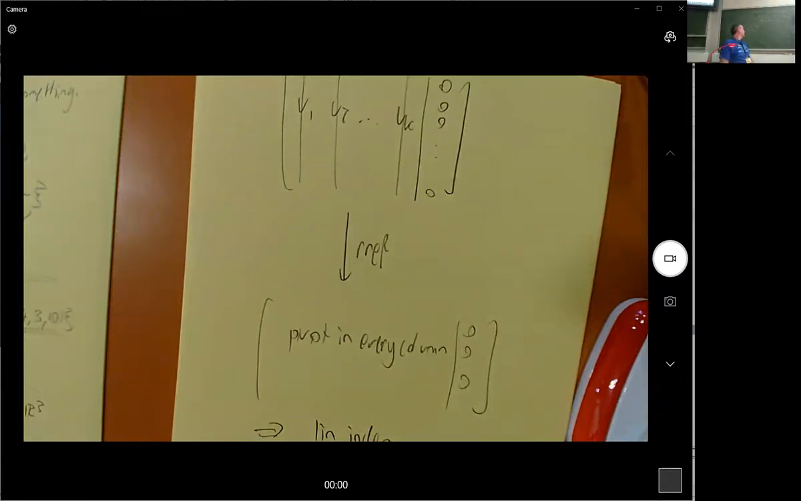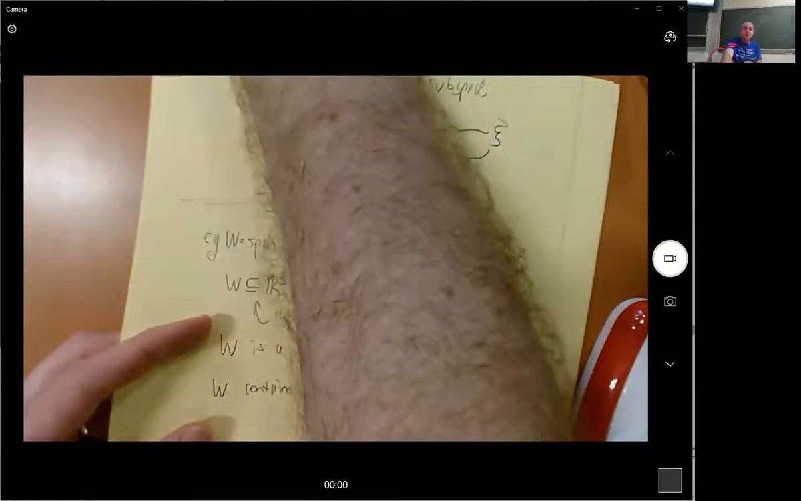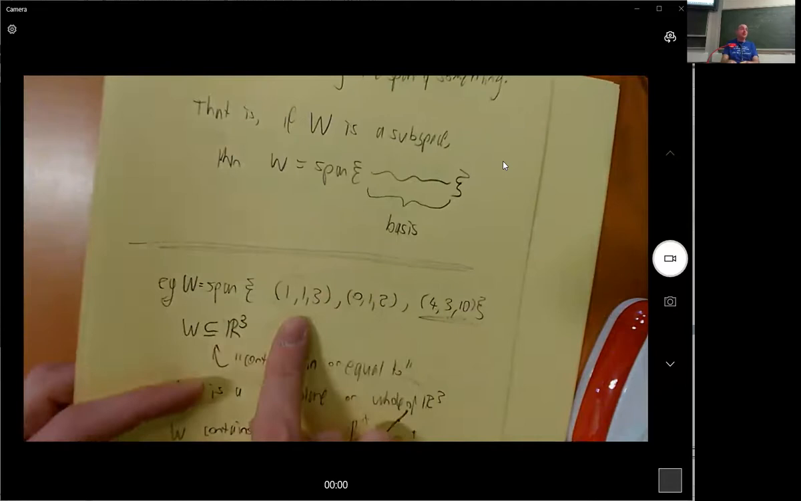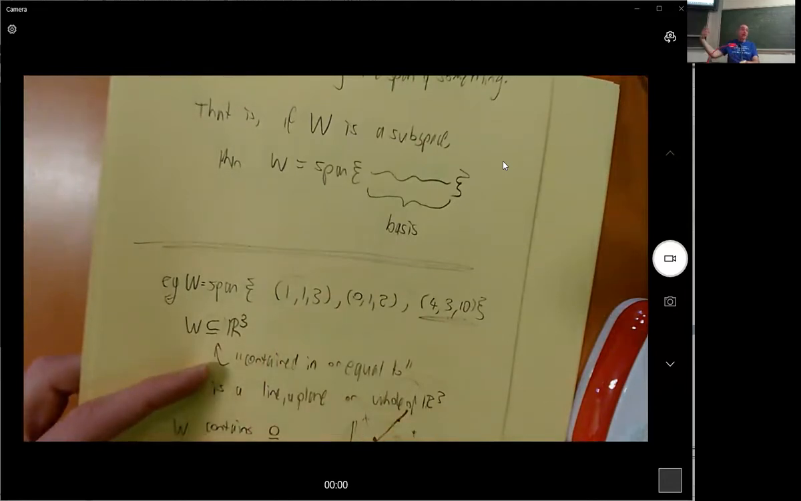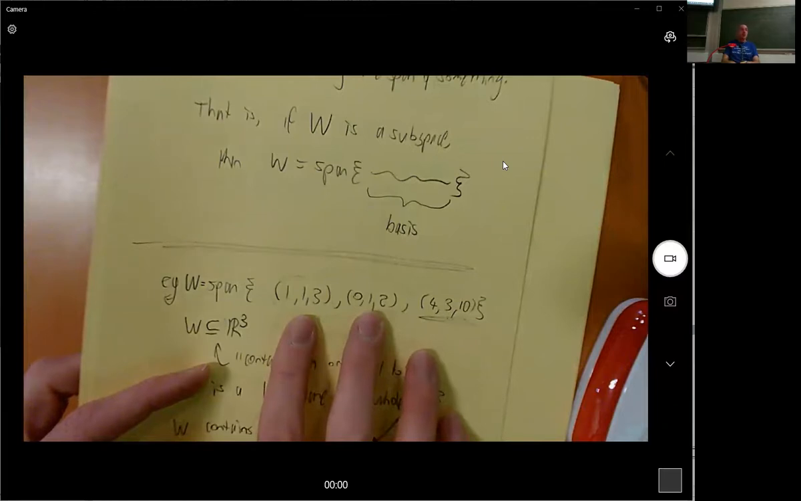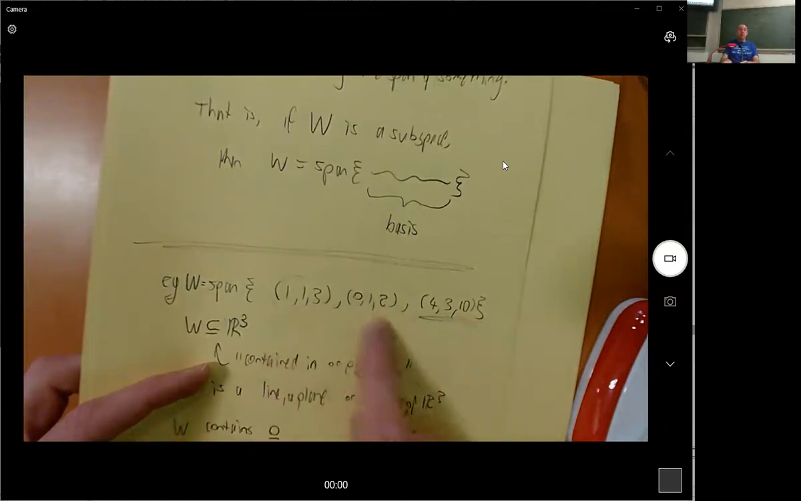Cool. So if I was going to do this the long way, go back to here, sorry. If someone asked me to describe this set, I would know that the options are line, plane, everything. And I would look at it and go, well, these two are independent, so it's at least a plane. So the question is, is this one a combination of those three?